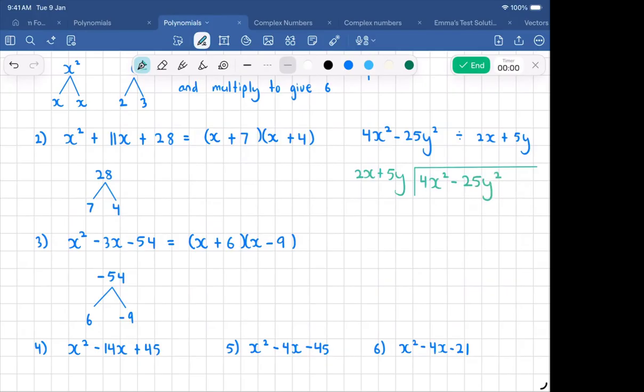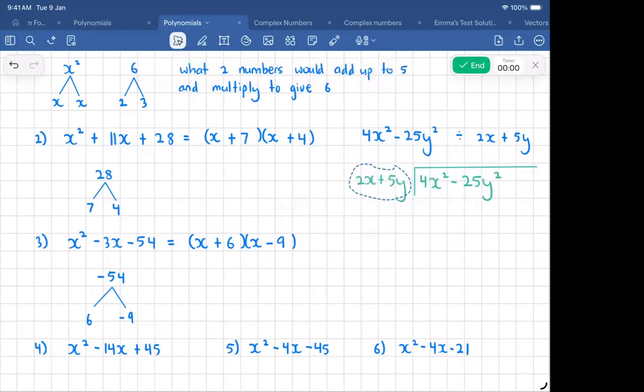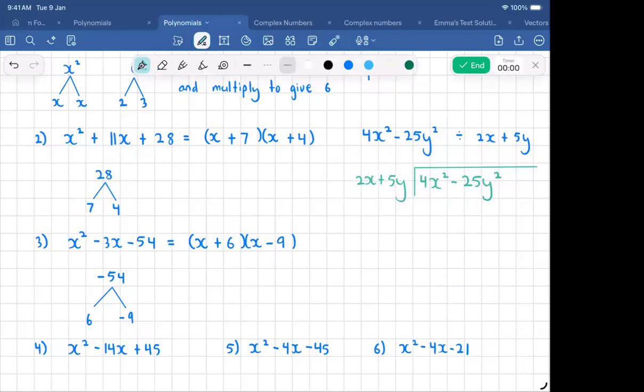Okay, what's the first step? You divide 2x into 4x squared and you get 2x. Then I'm gonna take that 2x and multiply by the 2x. What would I get? 4x squared. Then I'm gonna multiply that 2x by the positive 5y and you get positive 10xy. And this is where things go crazy. What would I do next? Subtract. So what is 4x squared minus 4x squared? 0.